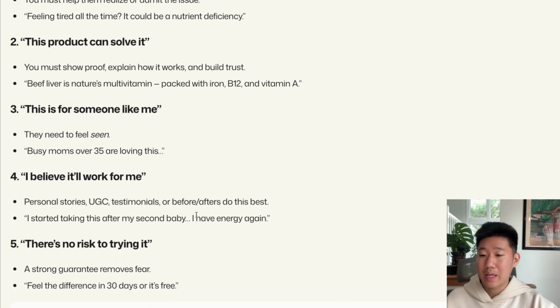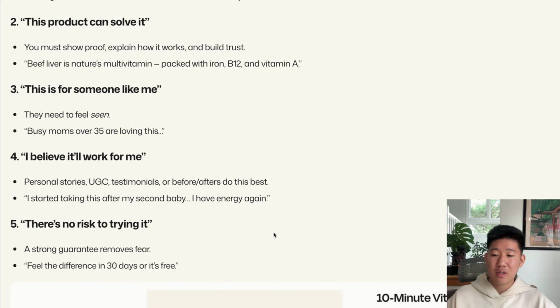You must also believe that it will work for them. So providing personal stories, UGC, testimonials, before and afters, all that. And then just feeling like there's no risk to try it. So having a strong guarantee or even a strong offer will reduce that friction of purchase.